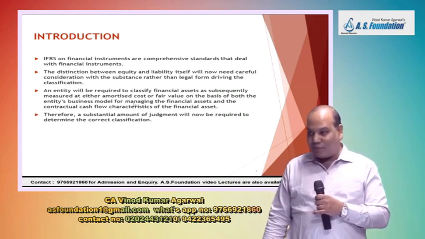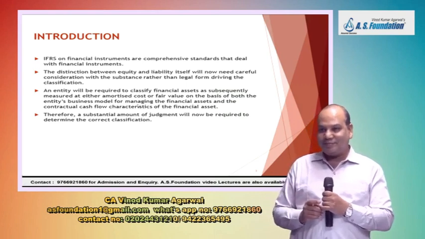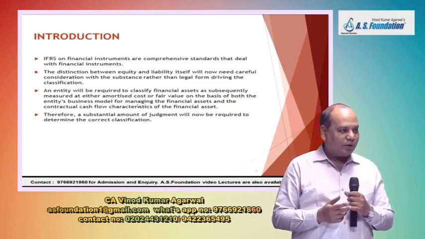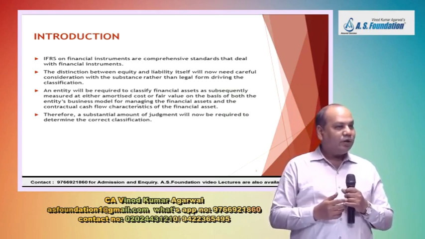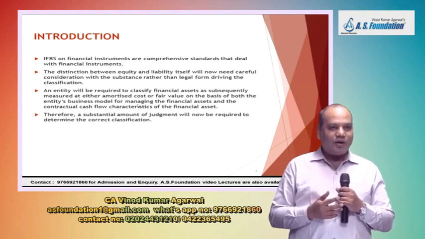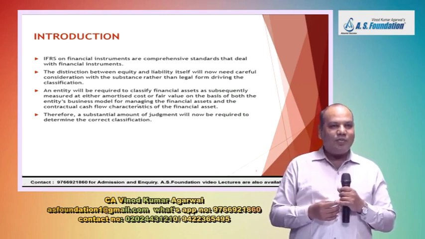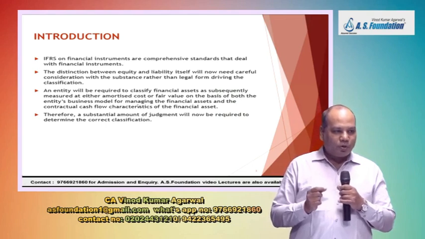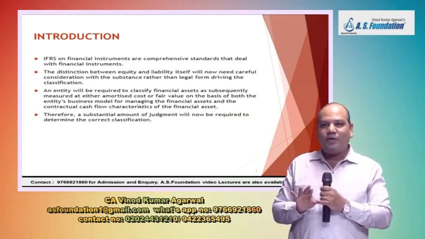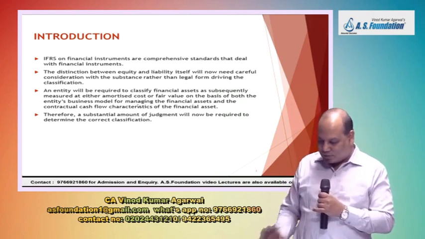Then how many types of financial liabilities are there? Generally two types for accounting purpose. One is financial liabilities carried at amortized cost and the other is financial liabilities carried at fair value through profit and loss account. So these will be two broad categories of financial liabilities.